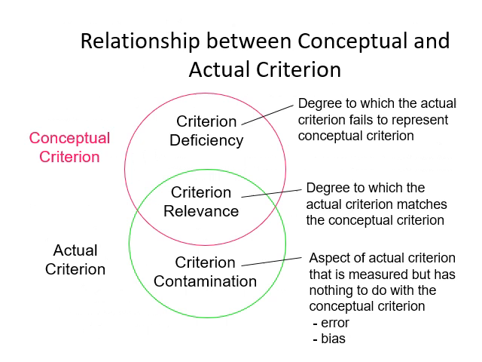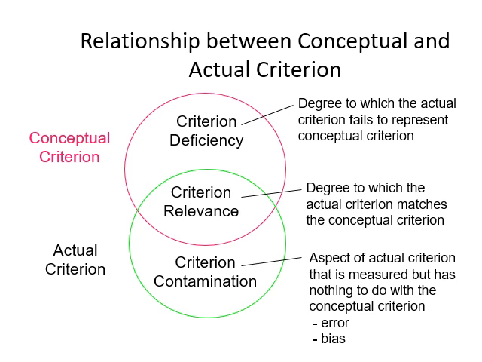So again, ideally, we want our conceptual and our actual to have relevance, and that's where the actual criterion actually measures the conceptual criterion. So that's criterion relevance, the degree to which the actual criterion matches the conceptual. Criterion deficiency is the degree to which the actual criterion fails to represent. In other words, what part of the conceptual criterion did our actual criterion miss?